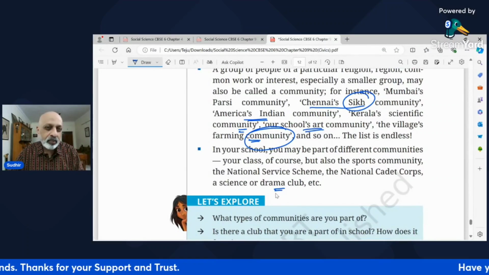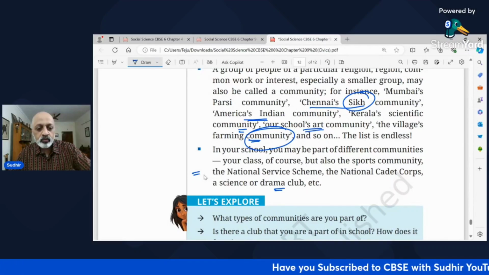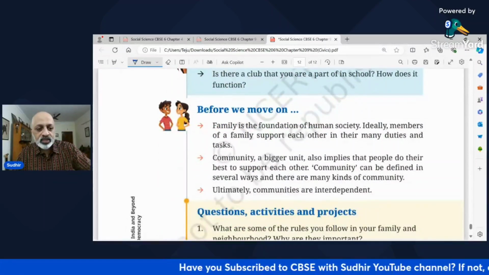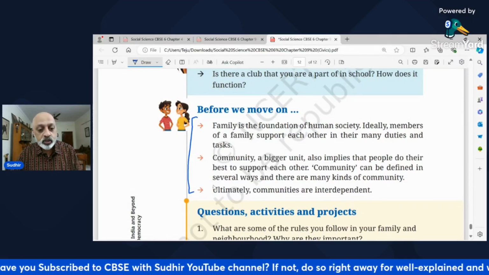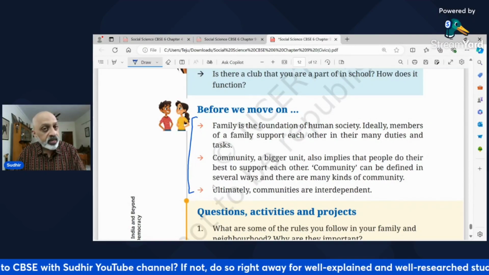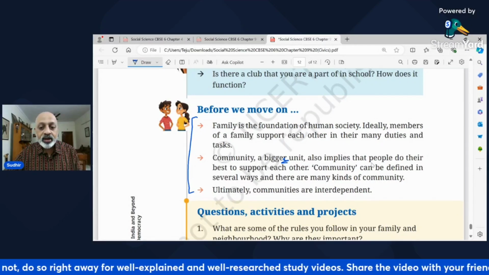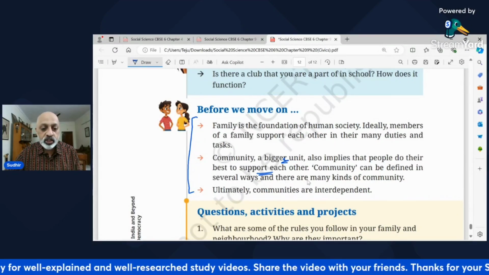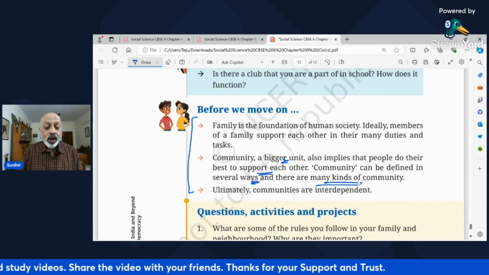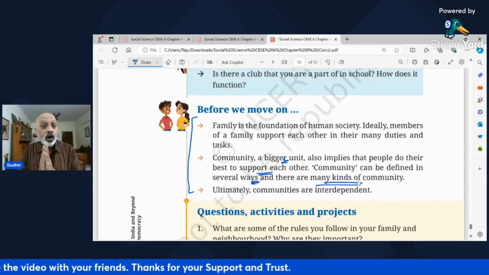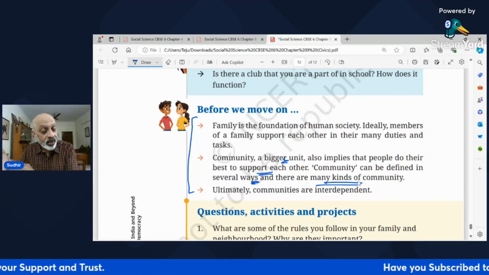Similarly, यहाँ पे हम क्लब का इस्तेमाल ज्यादा करते हैं, कम्युनिटी नहीं बोलते हैं स्कूल लेवल पे, but anyway, since it is written. So these are the major 3 points which we have discussed in this particular chapter, that the family is the foundation of human society, the community is a bigger unit, and it implies that people do their best to support each other. It can be defined in several ways, and there are many kinds of community, and they're interdependent, and I hope you have understood it with all the different examples that I've given from the textbook and outside the textbook.